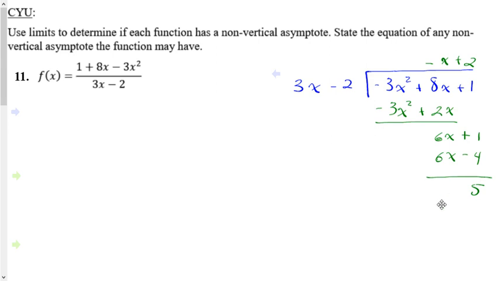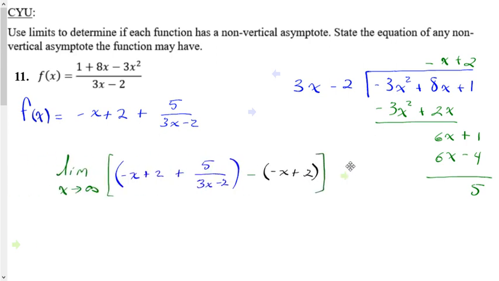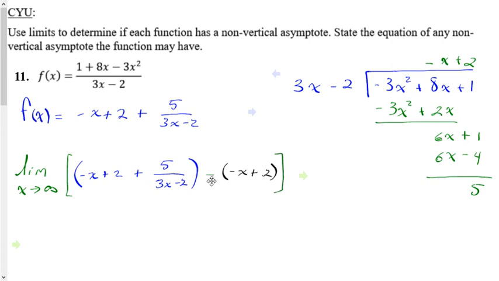So I'm getting a quotient of negative x plus 2, linear. That's good. I'm expecting an oblique asymptote, and I have a remainder of 5. So my function I can rewrite as that linear expression plus 5 over 3x minus 2. So here's what we do with the limits. The limit of our function minus that line, negative x plus 2, as x approaches infinity.